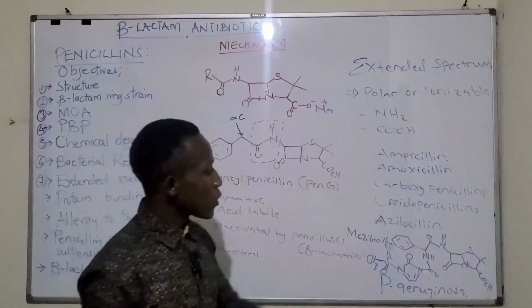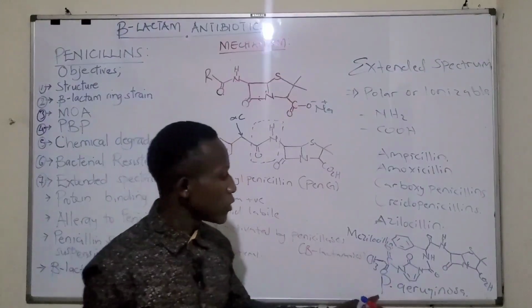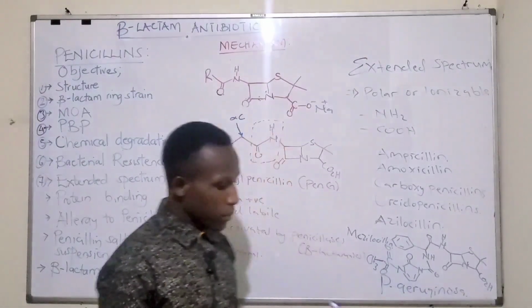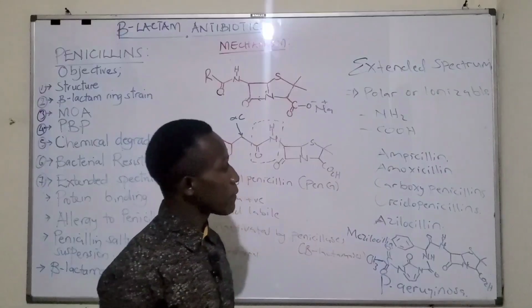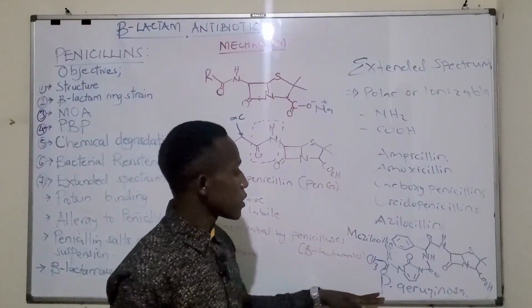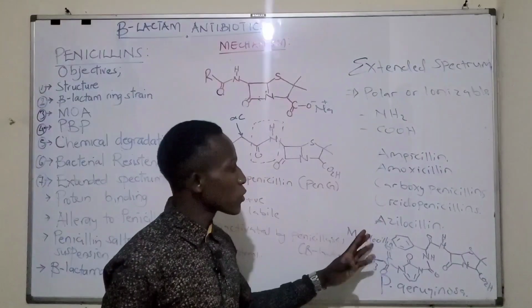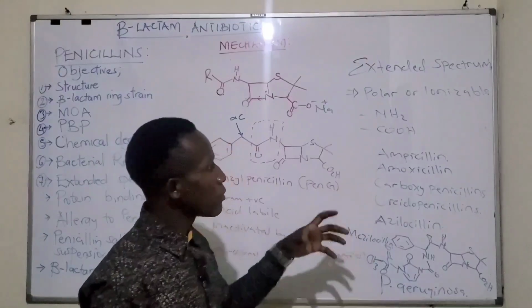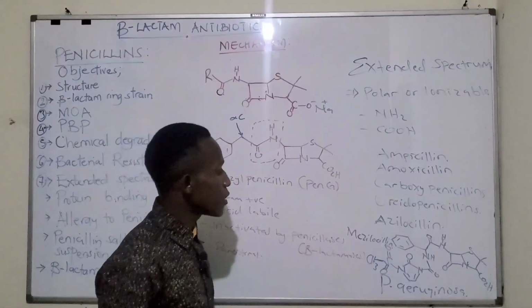Just here. So these ureidopenicillins, they can target those penicillin-resistant bacteria because they are not easily pumped out and they can easily penetrate the membrane of those gram-negative bacteria.